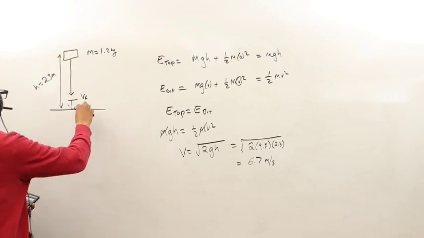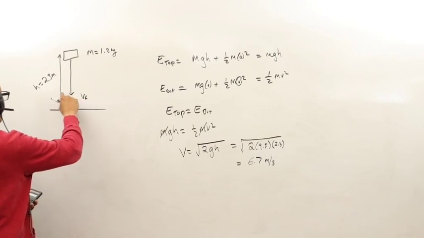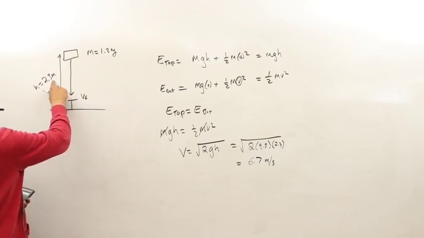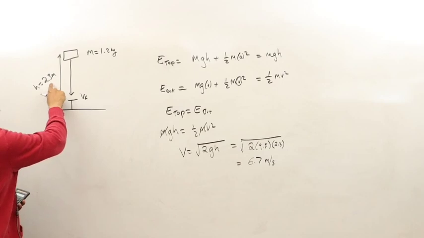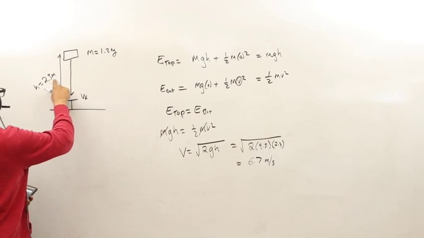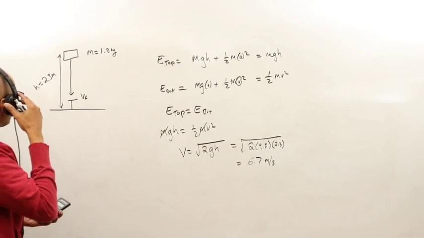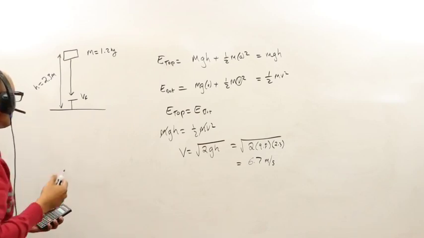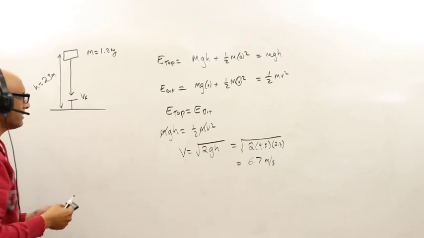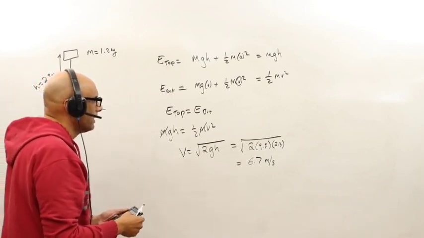Notice the height of the nail I didn't include because I assume the nail is very small, less than 10 centimeters. So precision is 0.05 meters, which is 5 centimeters. So the errors don't count. It doesn't matter. 6.7 meters per second.